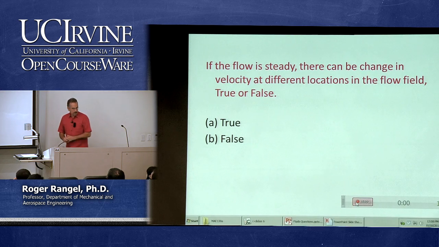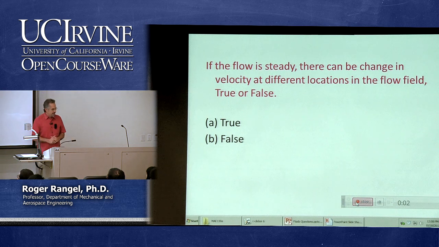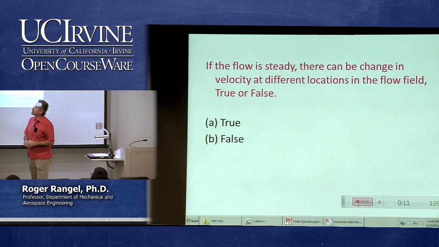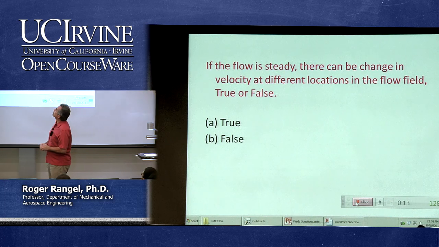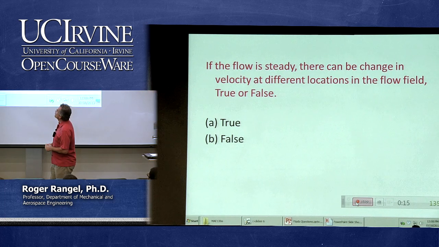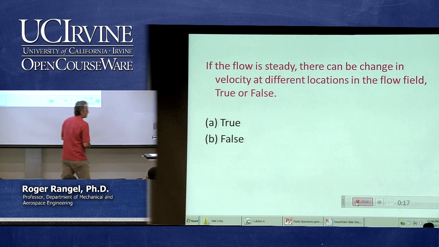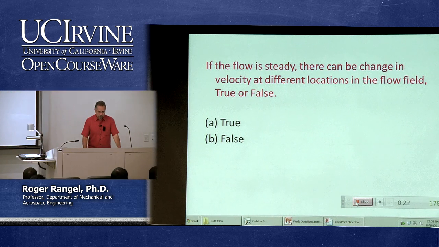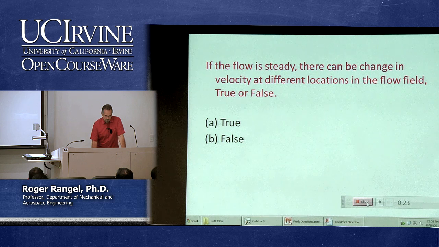Okay, again, a steady or unsteady question. If the flow is steady, there can be a change in velocity at different locations in the flow field, true or false? The flow is steady. Can there be a velocity difference at different locations? Okay, so 3, 2, 1, 0.